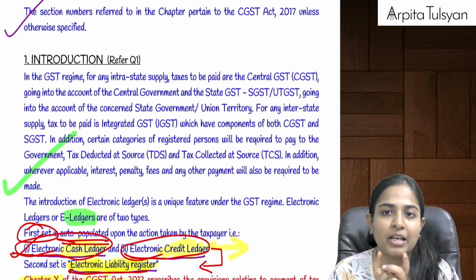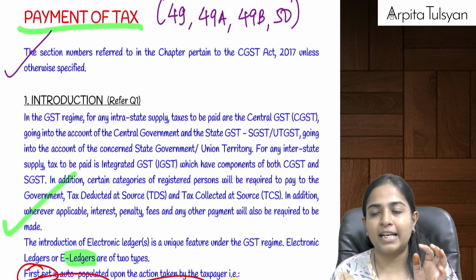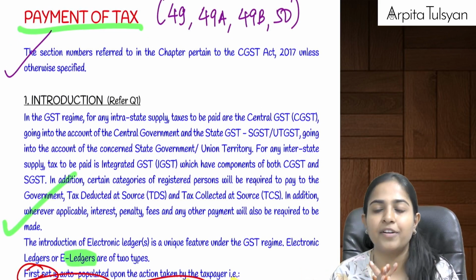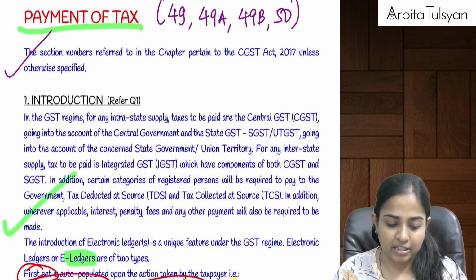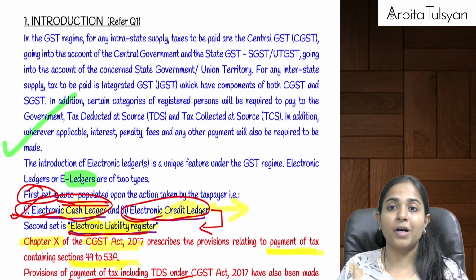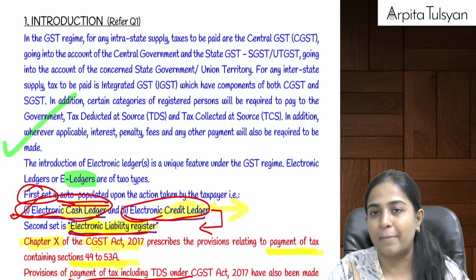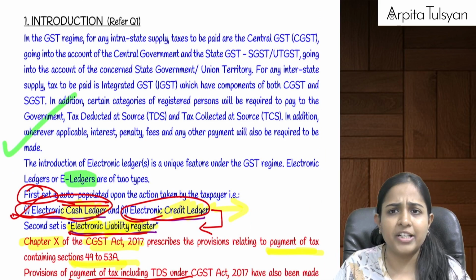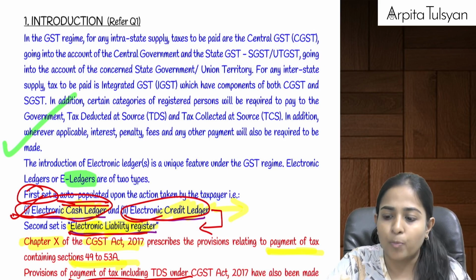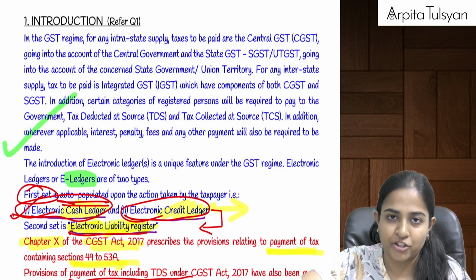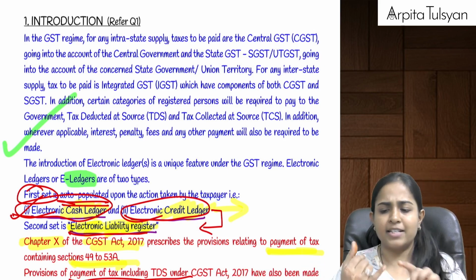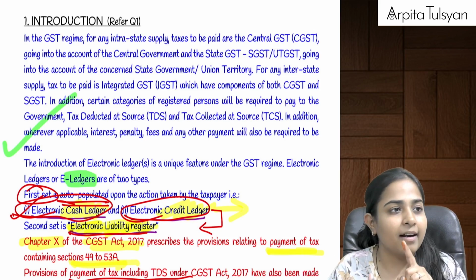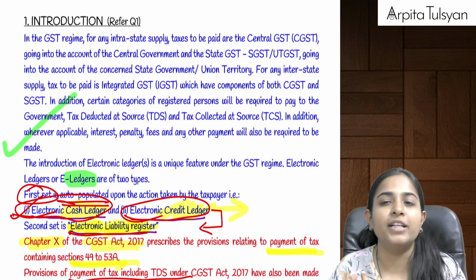And whatever section numbers I just mentioned above, 49, 49A, 49B and section number 50, these pertain to the CGST law. Okay, now first, what is the purpose of studying this particular chapter of payment of tax? Under GST, we know that whatever is our output tax payable, that liability we have to discharge. And this liability, that is your CGST, SGST, IGST, UTGST, etc.